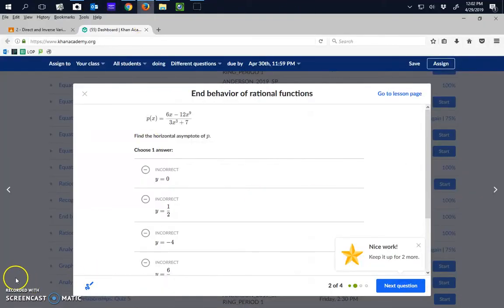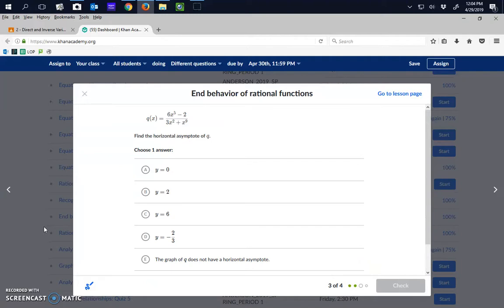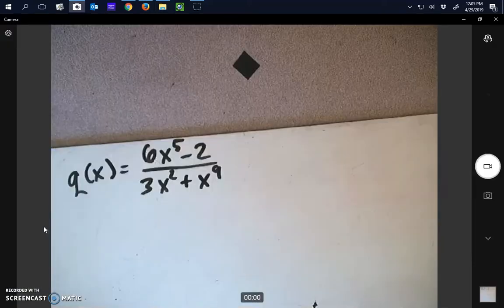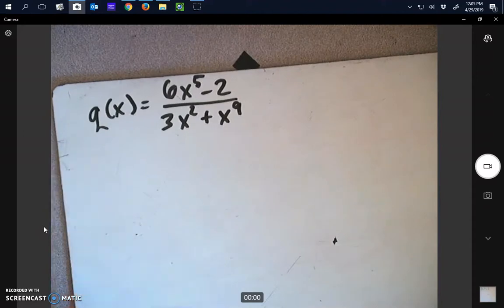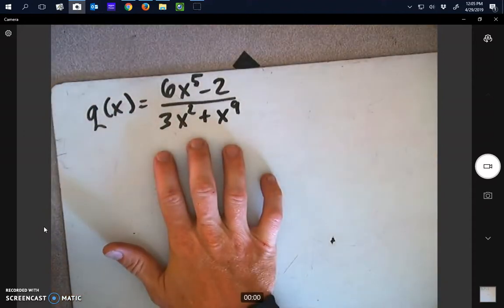Next question. Question 3. Q of x is equal to 6x to the 5th minus 2 all over 3x squared plus x to the 9th. Find the horizontal asymptote of Q. So I have that problem written down right here. Q of x is equal to 6x to the 5th minus 2 over 3x squared plus x to the 9th.